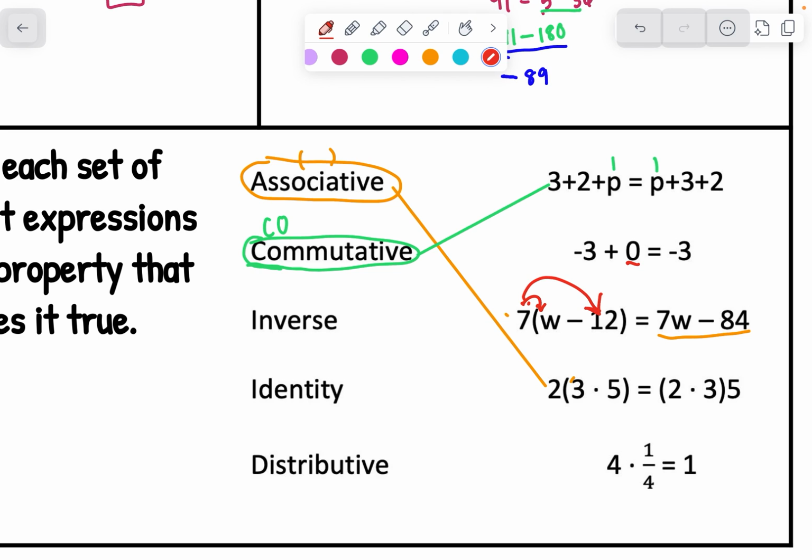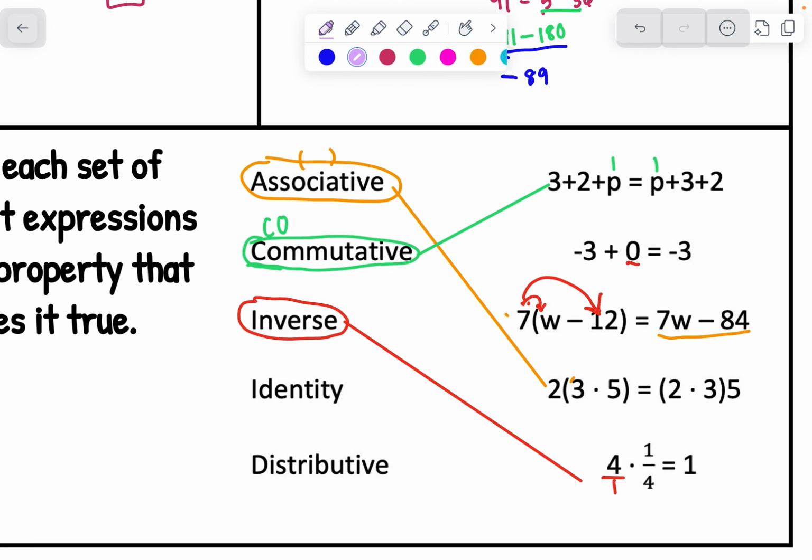This one, again, hopefully you see what property is being done here. That's not the inverse. If I'm looking, well, if I put 4/1, the reciprocal, or when you flip, is 1/4. So yes, this is the inverse property. Okay. Identity, remember, it keeps its identity. It stays the same. So that's either multiplying by 1 or adding by 0.